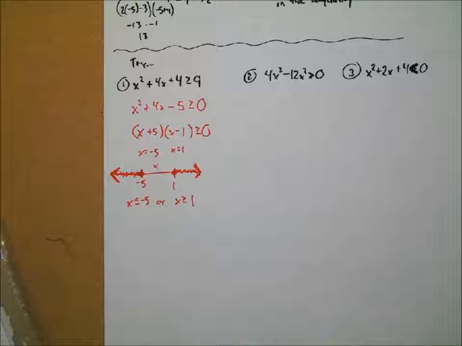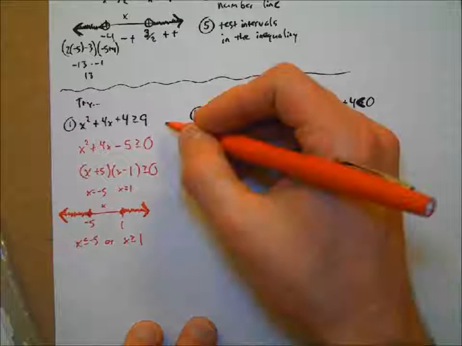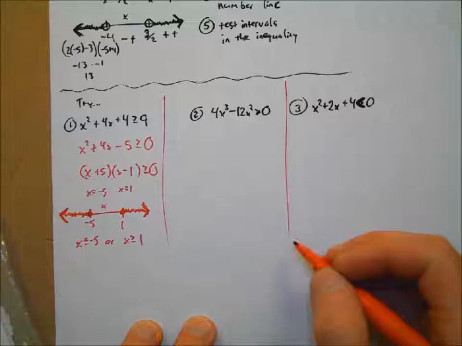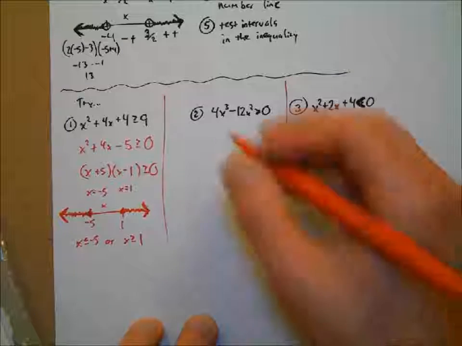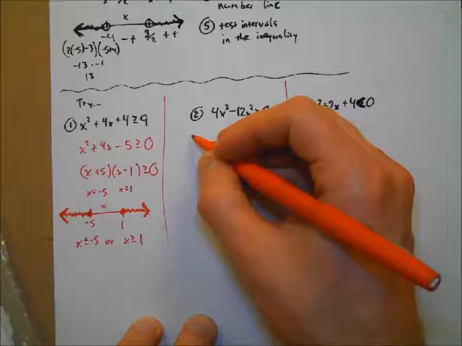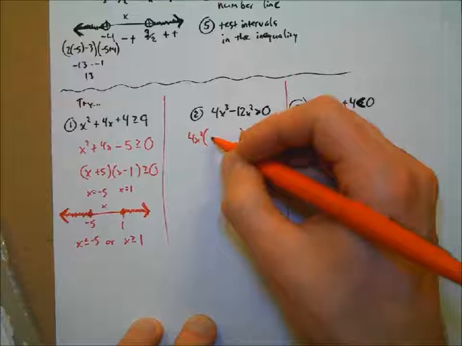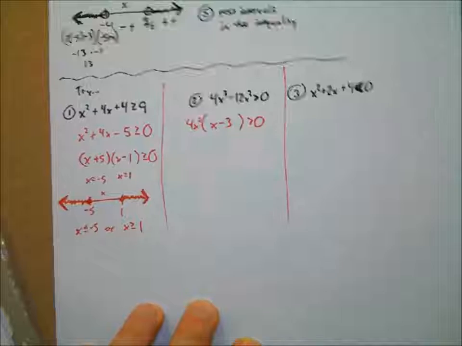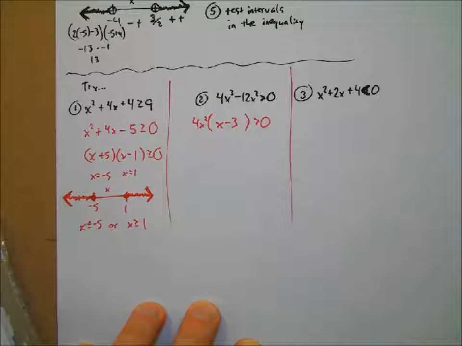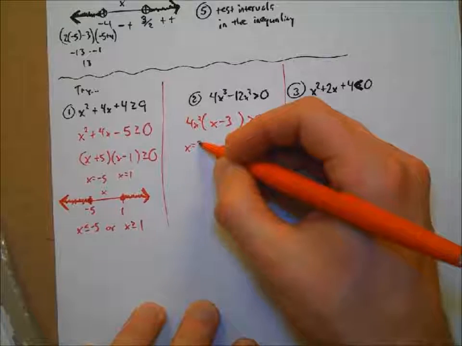Let's go to Matthew. Matthew, for number 2, what'd you do? Were you able to get anything done here? Tell me what you did. Okay, what is the GCF here? Okay, 4x squared, and that left behind what? x minus 3 is greater than 0. Okay, and then what'd you do? What were the zeros from here? Okay, x equals 3, x equals 0.